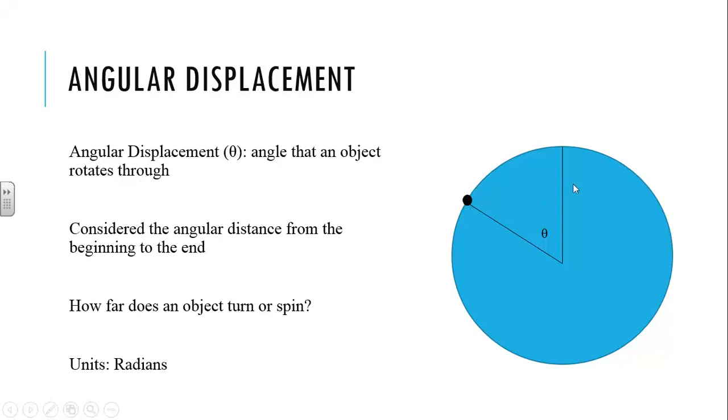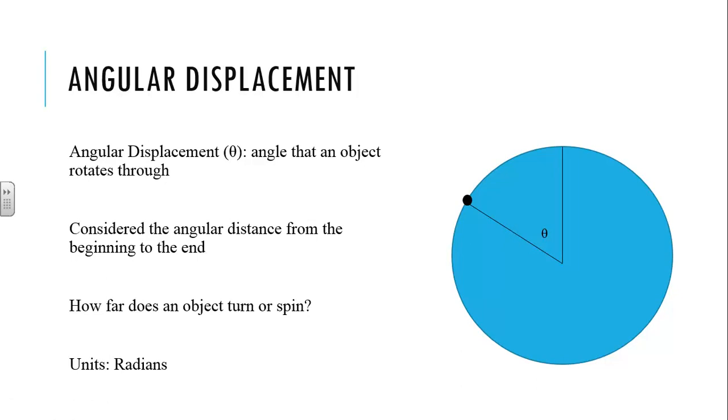But that actually varies depending upon where I am on this circle. If I'm here, I've rotated a smaller distance in what I would call the linear distance or the tangential distance than out here. But another way that I can measure this motion is to measure how far did it rotate in terms of an angle. We call this angular displacement, and this would be the angle that an object rotates through.